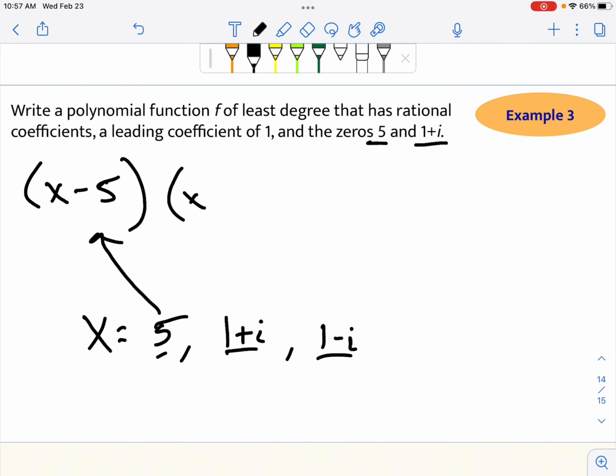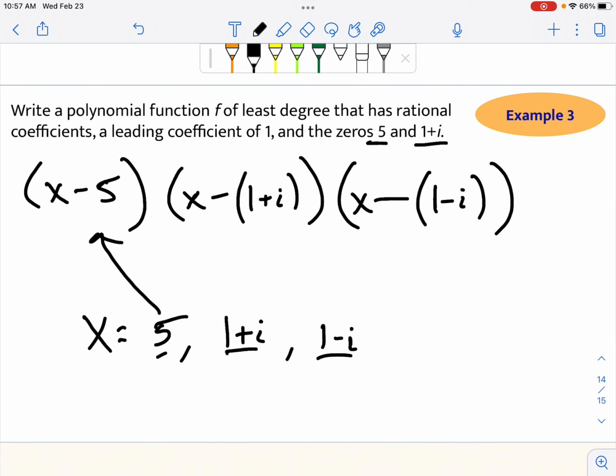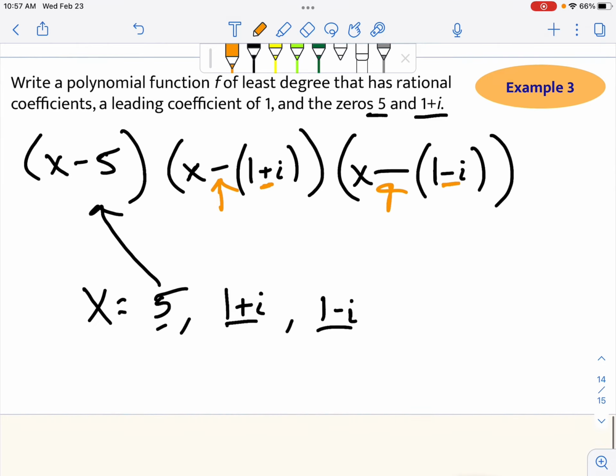Now when we write these two, we always start with x minus, and then we put another set of parentheses, 1 plus i, x minus 1 minus i. So notice that we keep a negative here and here. We keep x minus, that's our default. And where we change the sign is inside of the parentheses right here.